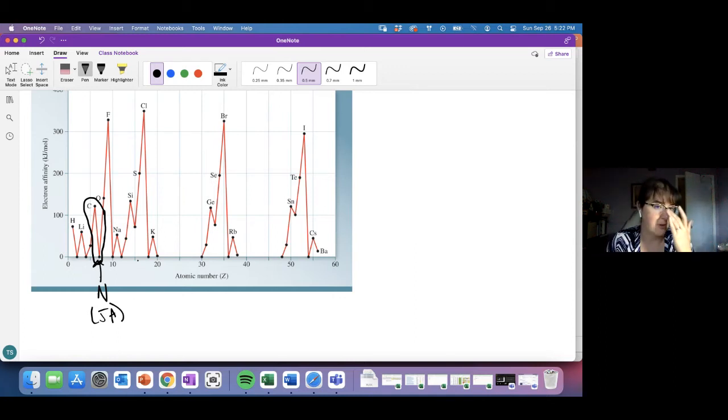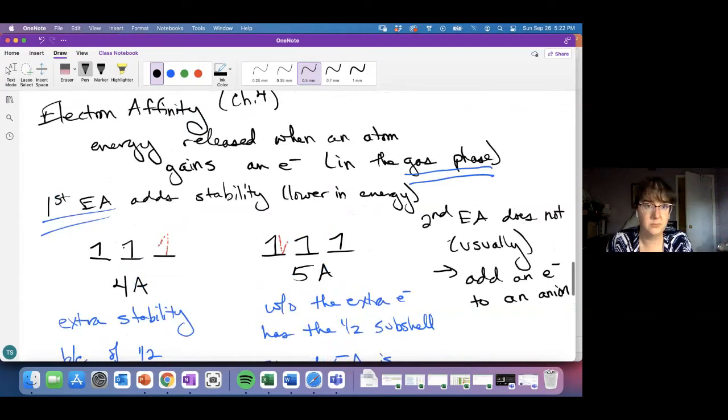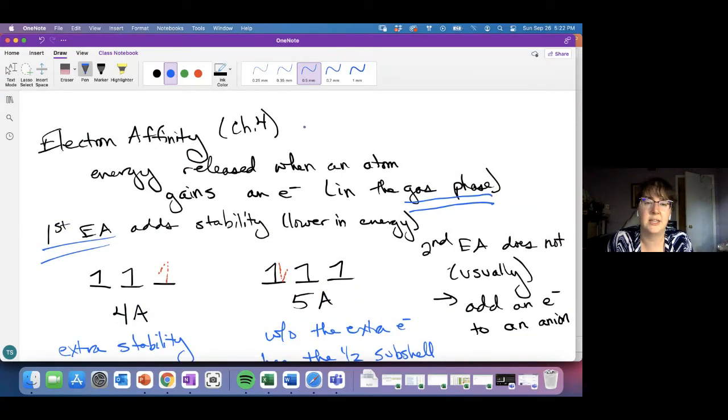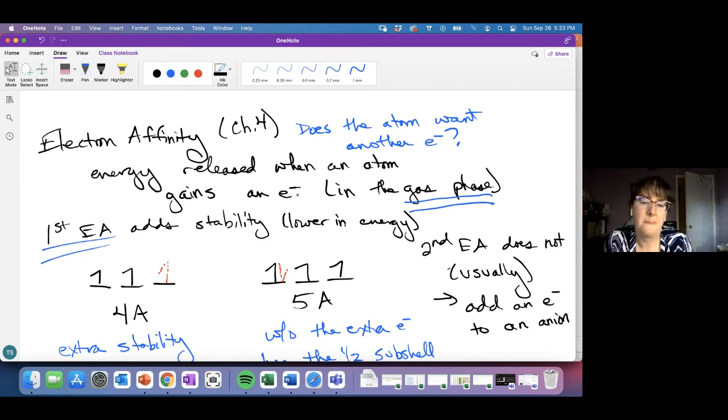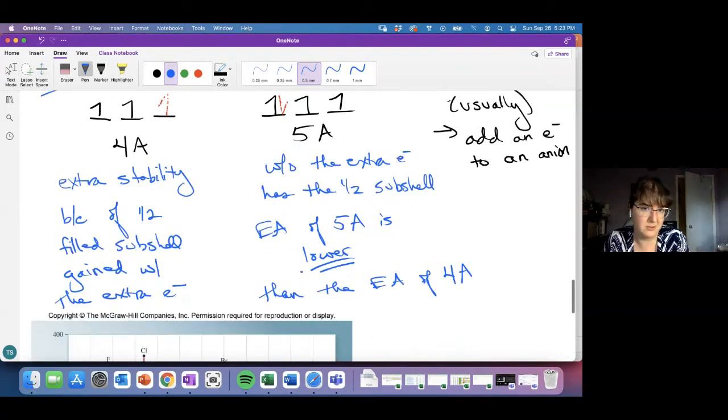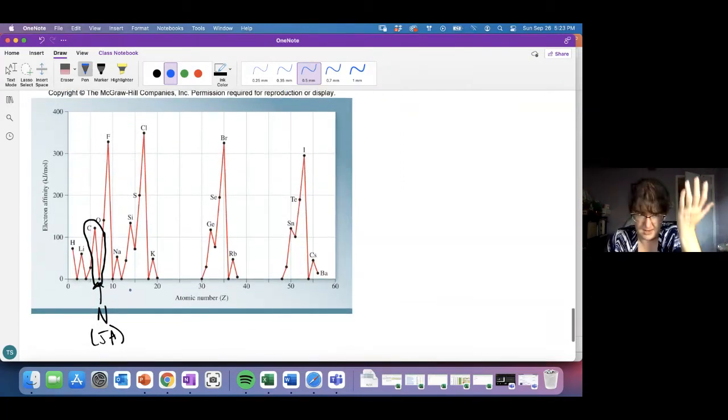The other thing that happens in electron affinity, when you think about it as things that want another electron, because really that's what's happening, is we're asking, does the atom want another electron? And oftentimes the answer is sure. But there's a couple of times where the answer is no, no, no. So 5A is a no, because 5A was already nice and stable. Didn't want anything else. No.